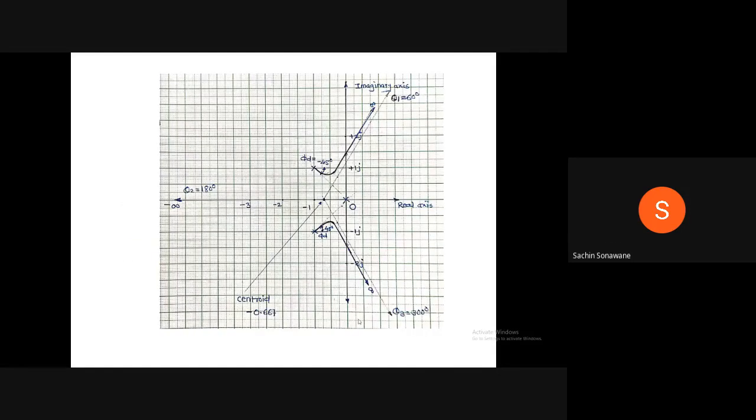Now this is your root locus. The x axis is known as the real axis, the y axis is known as the imaginary axis. Therefore, locate the poles 0, minus 1 plus j, minus 1 minus j. The centroid you have to locate at minus 0.67. Draw the angles theta 1, theta 2 and theta 3.